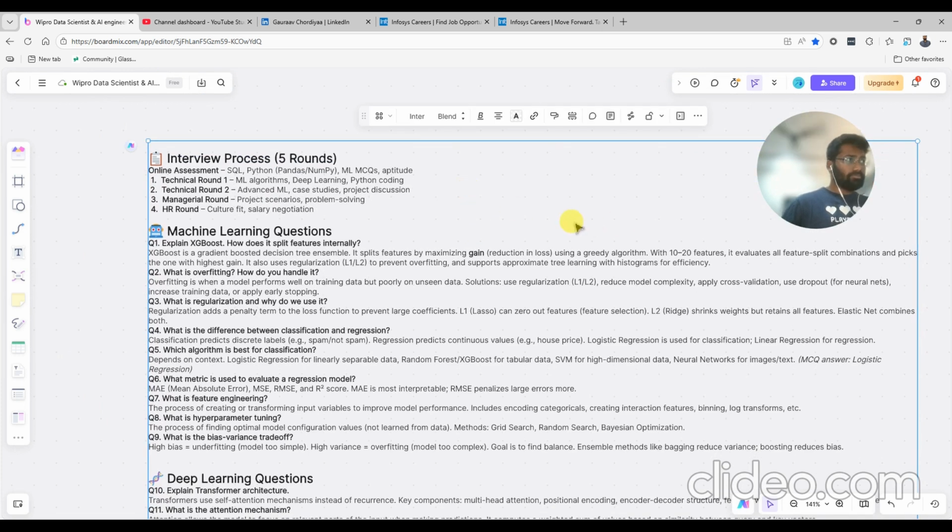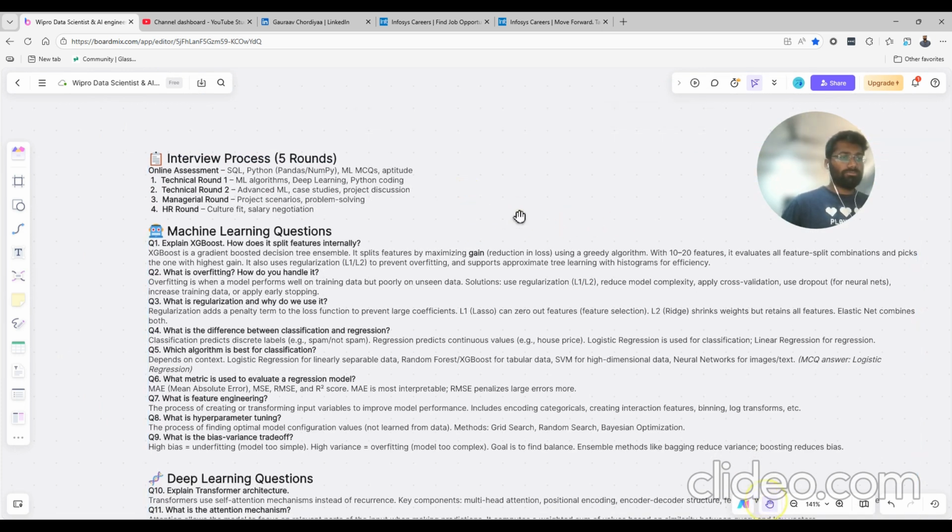So for Infosys, उनकी इंटरव्यू प्रोसेस होती है 5 राउंड की, or it depends on the profile. So if it is a senior, it might be multiple rounds. Company client round will also be there.